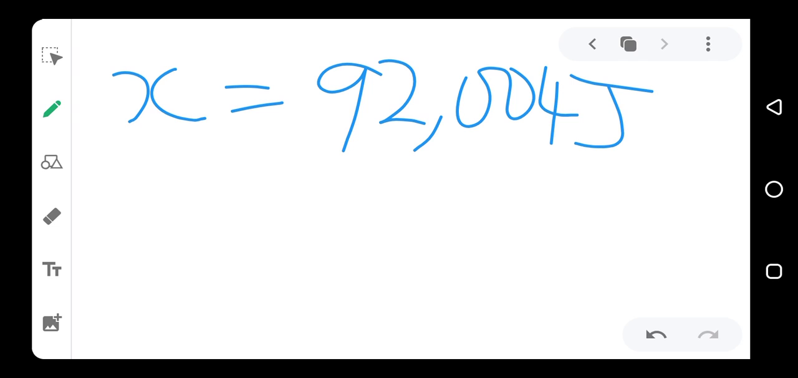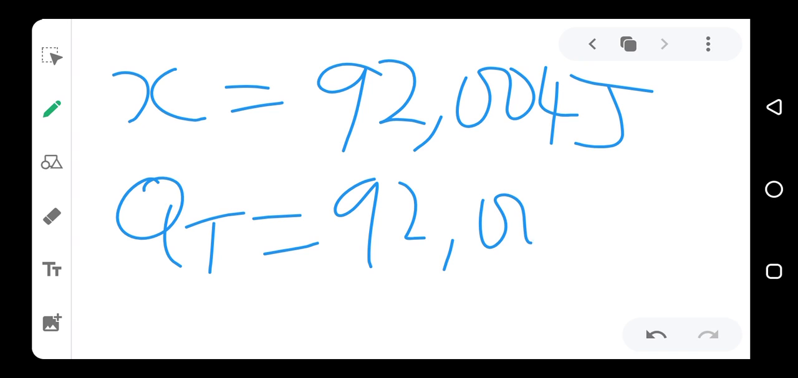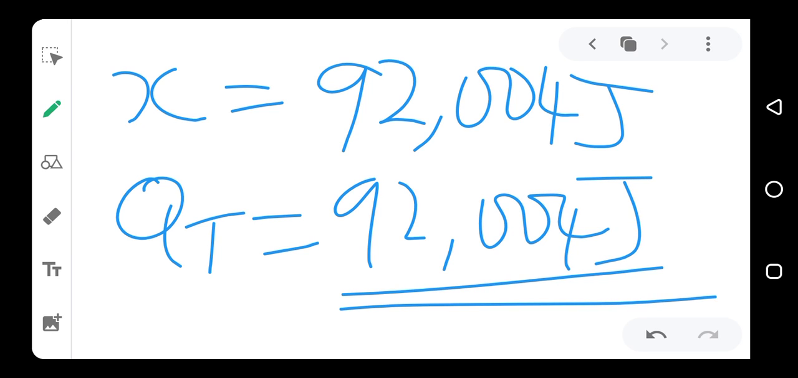92004 joules. So this X is equal to total heat supplied, which is equal to 92004 joules. So this is the answer. The total heat supplied is equal to 92004. So this is how to solve the question.